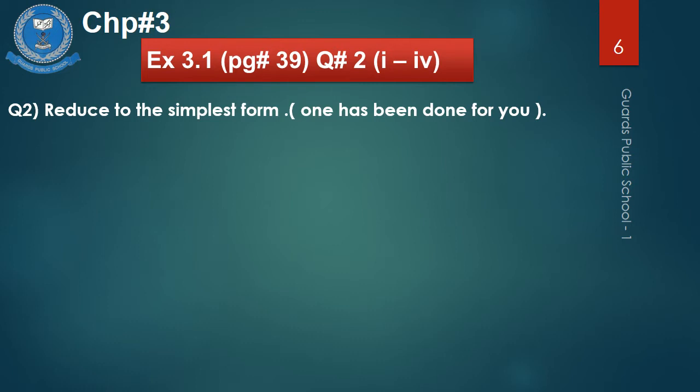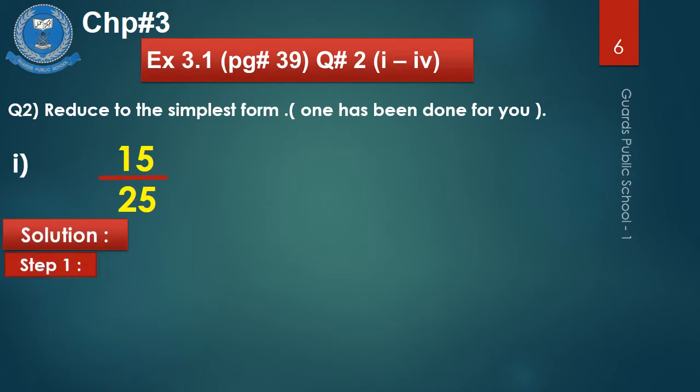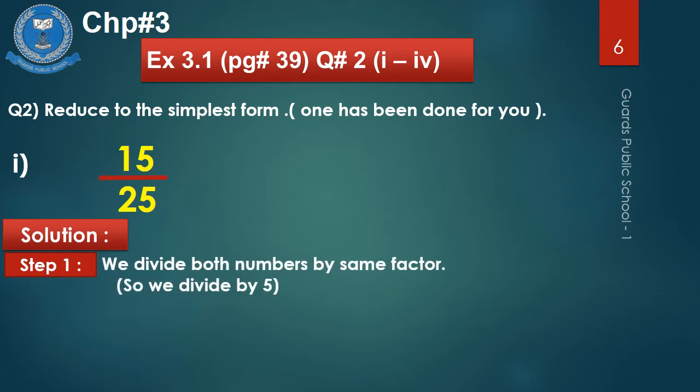Let's solve question number 1. Now, what is question number 1? That is 15 upon 25. Now, step number 1, we divide both numbers by same factor. So, we divide them by 5.